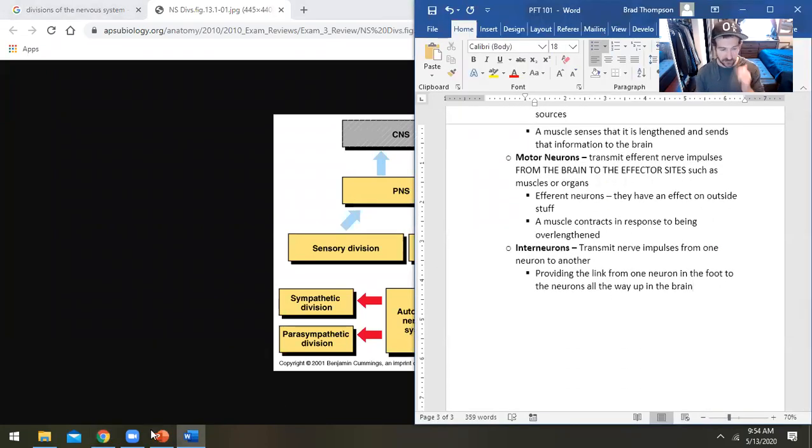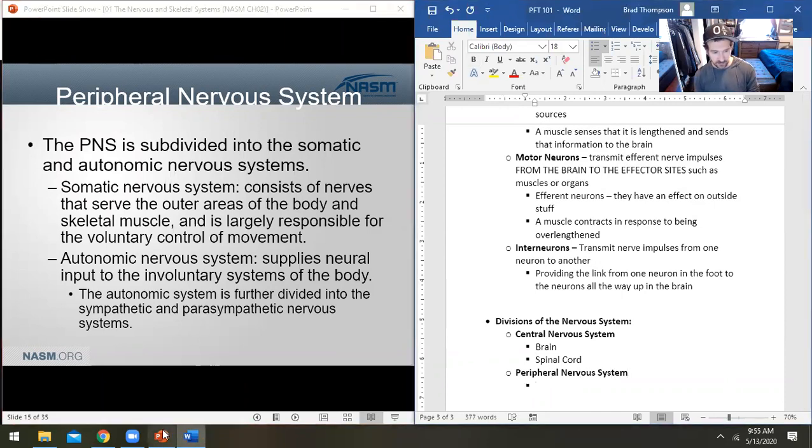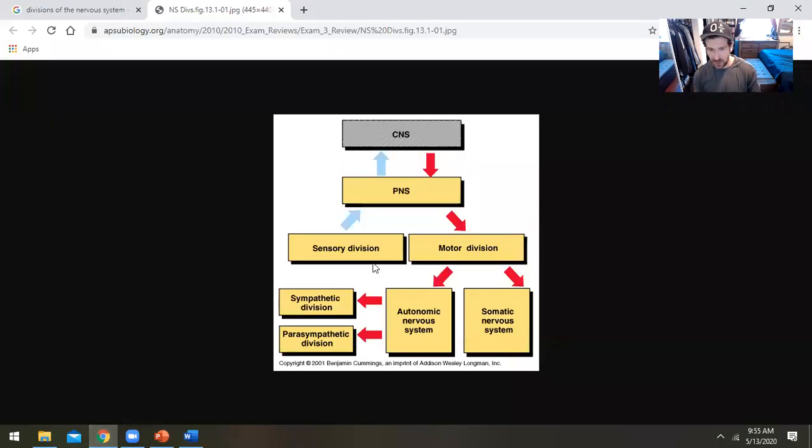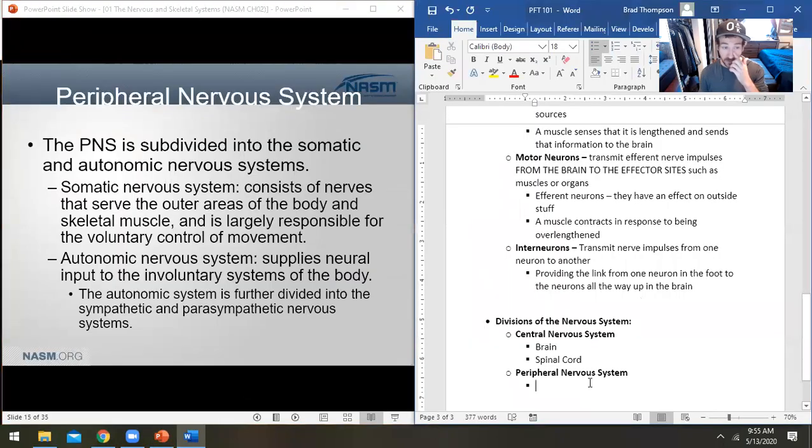So if we look at the divisions of the nervous system here, you've got the central nervous system. That's going to be the brain and the spinal cord. Then you've got your peripheral, and that is going to be made up of two primary divisions here. You have got the autonomic and the somatic. So the first one we're going to look at is the somatic.